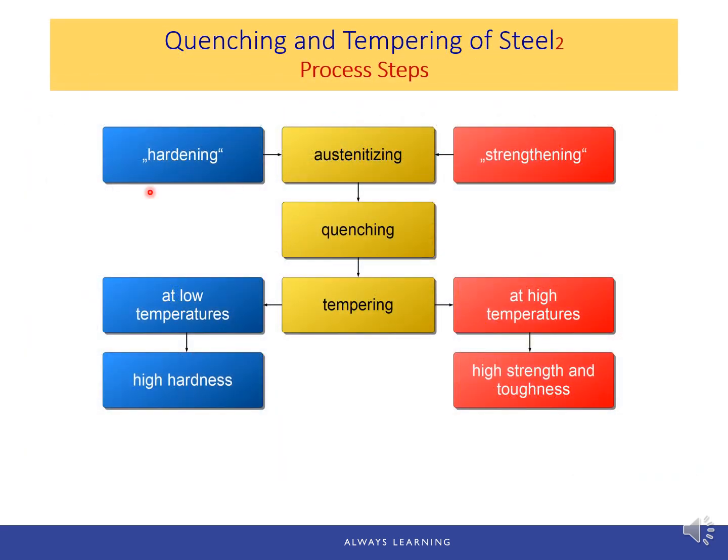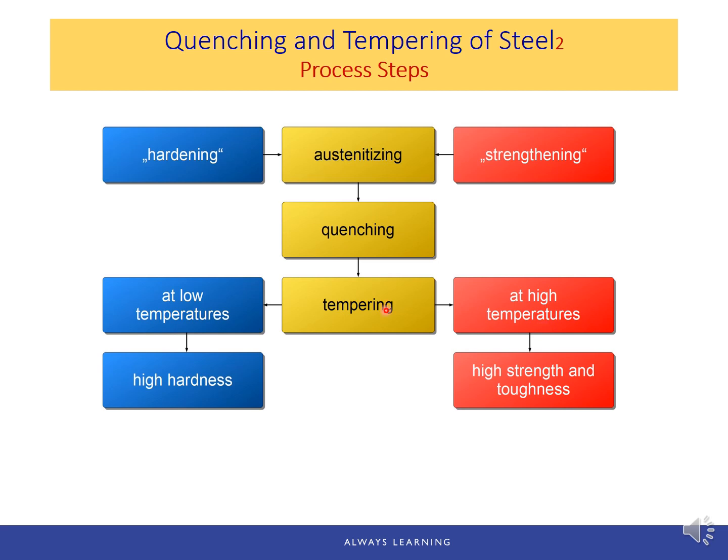Depending on whether a high hardness or a high strength has to be achieved, the final process, the so-called tempering, is carried out at different temperatures. When a steel has to become very hard, it is only tempered at relatively low temperatures, while it becomes tougher and has high load capacity at higher temperatures.